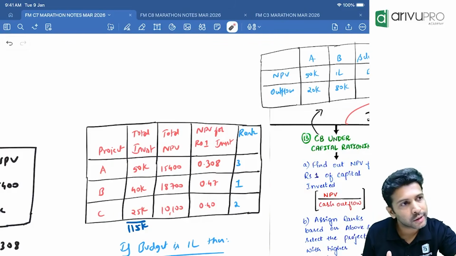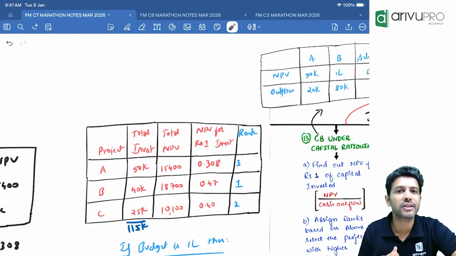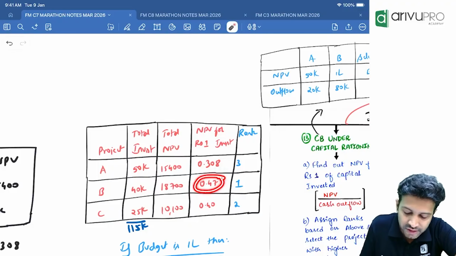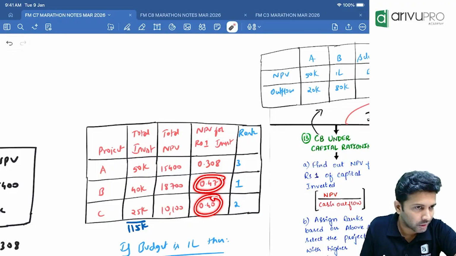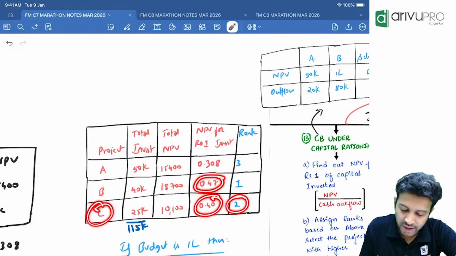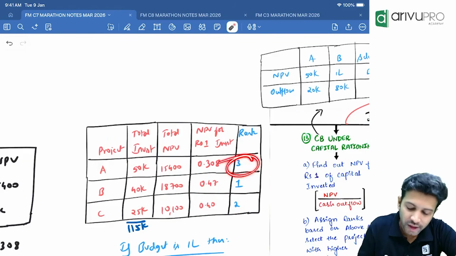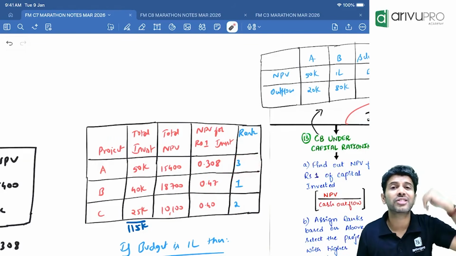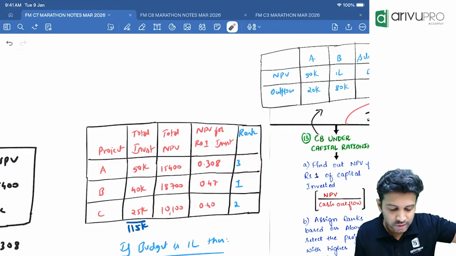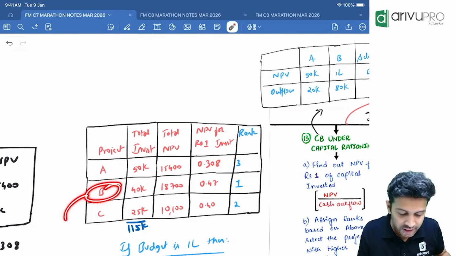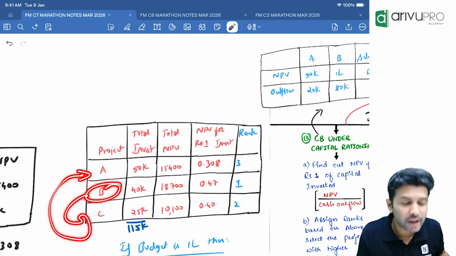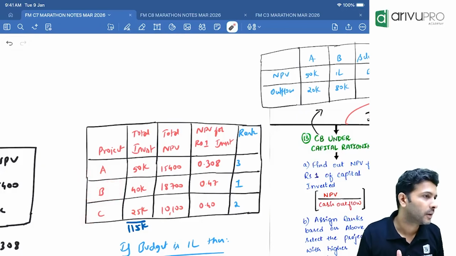Once more, got it? Next highest NPV after 0.47, which is the next highest number? 0.4, which project is that? C. So second rank will be given to C. Last rank will be given to A. That means what is the selection order? First you will select B. If still funds are there, you will select C. If still funds are there, then you will go for A. That's the selection order.